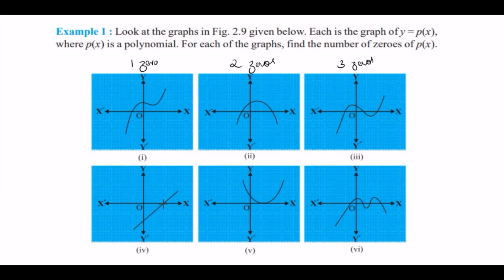So here if you see, the graph intersects the x-axis at 1 point. So it has only 1 0. Here 1 0. Here the graph meets at 1 point. So 1 0. Here 1, 2, 3, 4 zeros. So the number of zeros of this polynomial is 4.